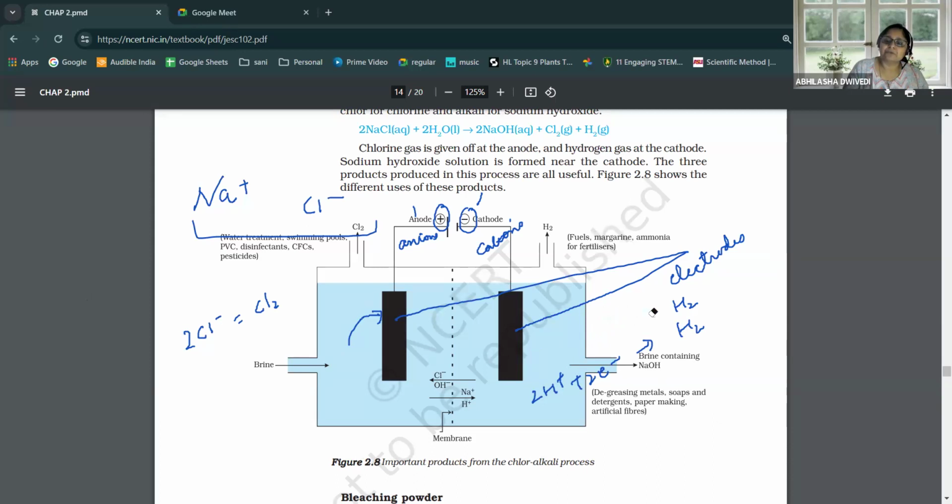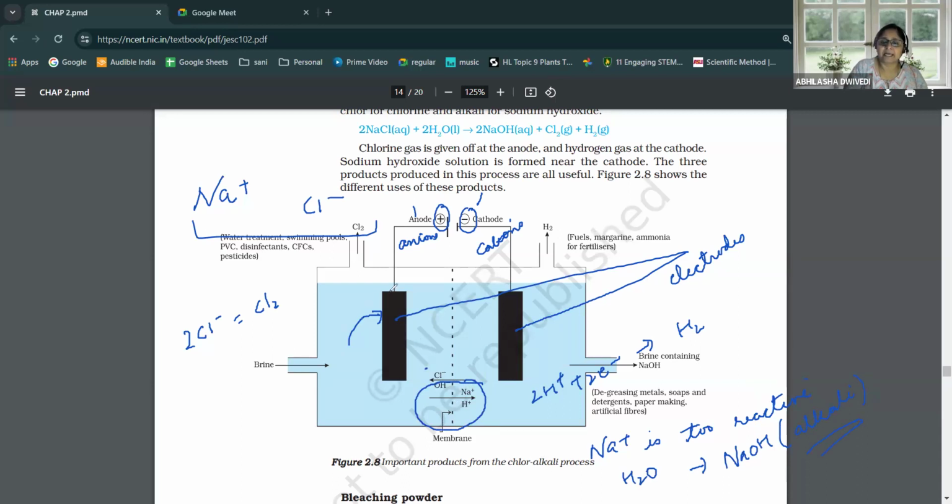Now, if you are wondering why sodium is not formed, it is because sodium ion is too reactive. Okay, it's really too reactive. You know that sodium is a very reactive metal. So what it does, it immediately reacts with H2O and forms what? It forms sodium hydroxide, which is your alkali. Okay.